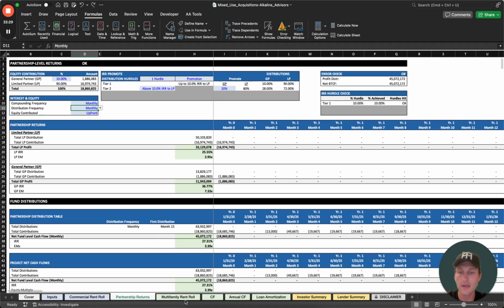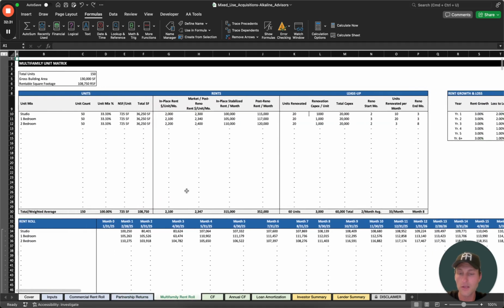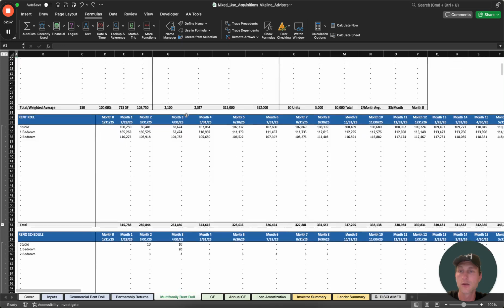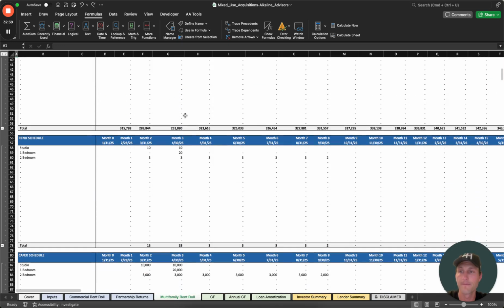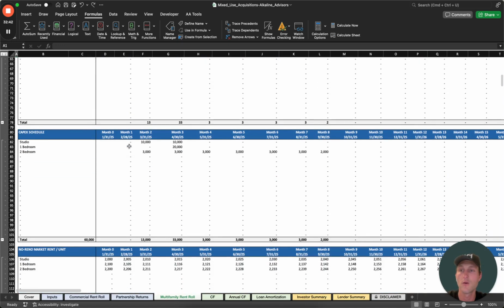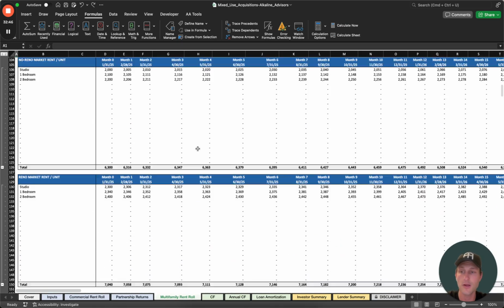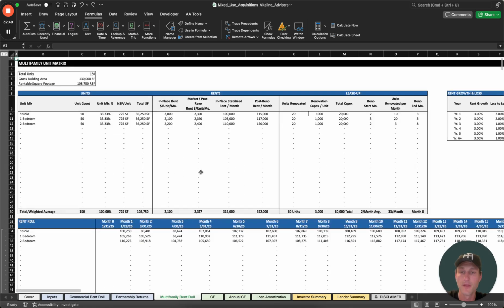And then finally, or I guess quickly, we'll go to the multifamily rent roll tab. Here we are giving a snapshot of the multifamily unit matrix. We have the rent roll. We have the renovation schedule. We have the CapEx schedule. We have the non-renovated market rent per unit. We have the renovated market rent per unit. And again, that's what's used to do all the calculations in the cash flow tab.